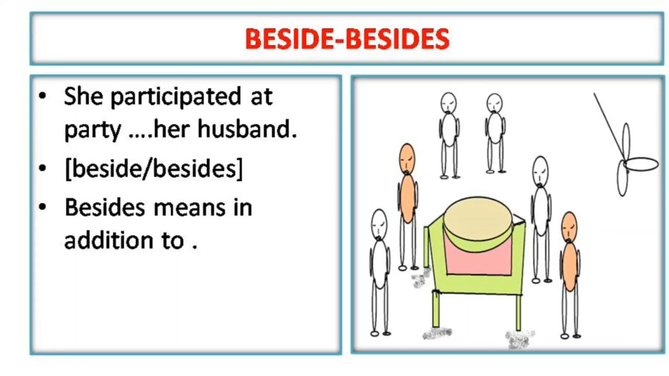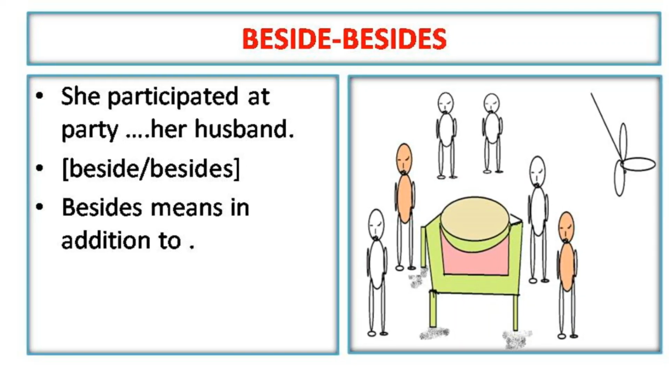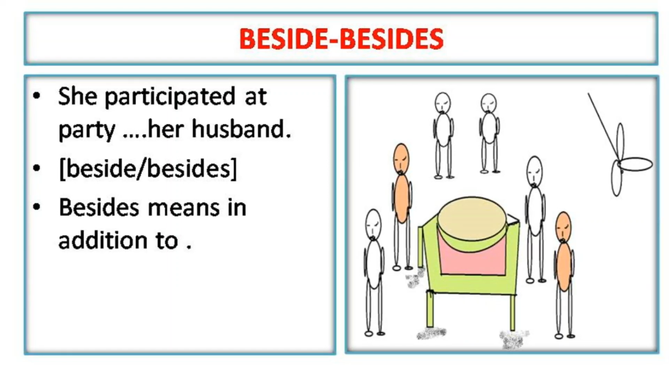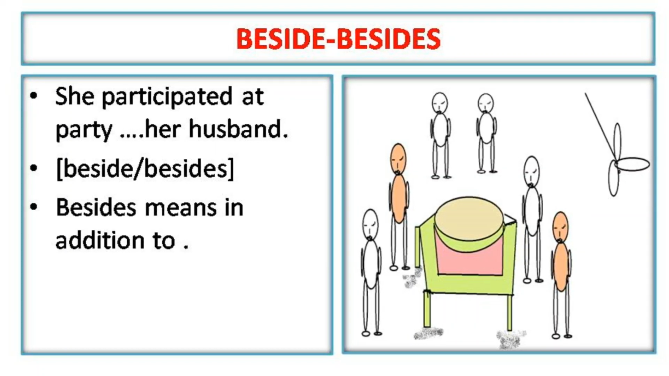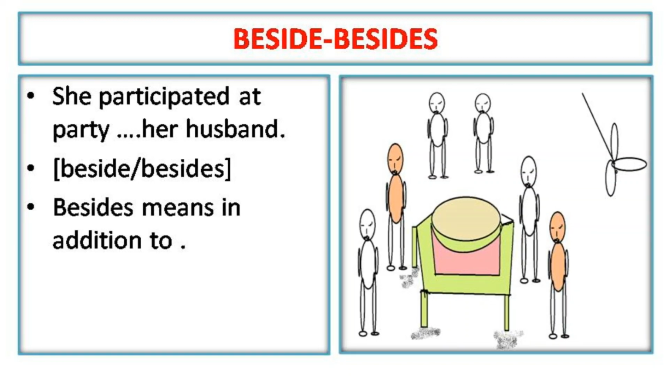Beside or besides. She participated at the party dash her husband, beside her husband or besides her husband. Besides her husband. Besides means in addition to.